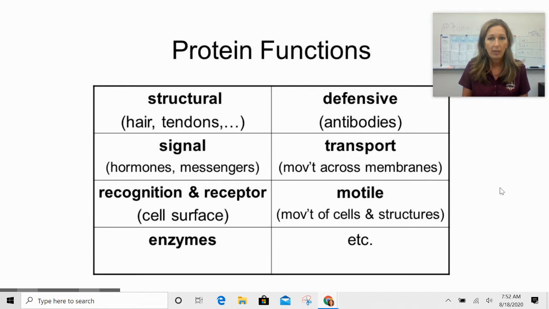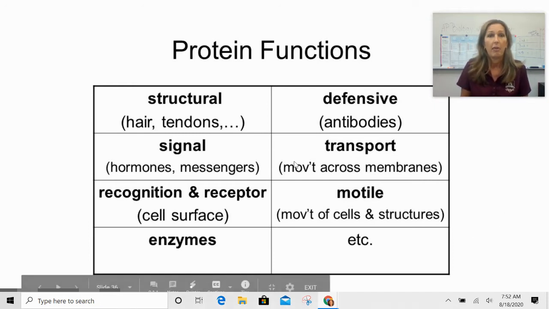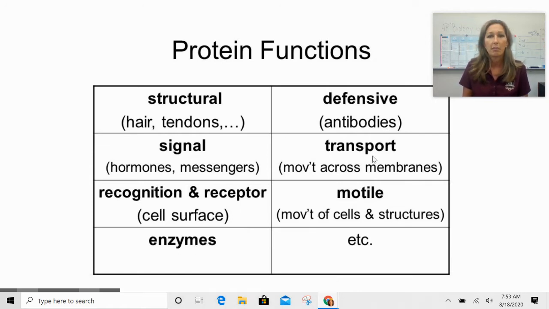And what I always say is that protein function is everything. It really is. From structure to signal messengers to receptors on cell surfaces, enzymes that actually control all chemical reactions, to antibodies, to transport across the cell membrane, to movement. I mean, proteins do everything.